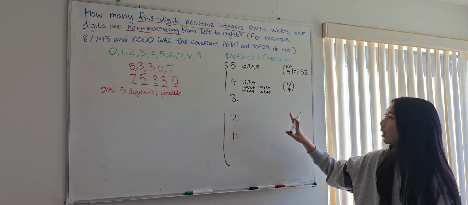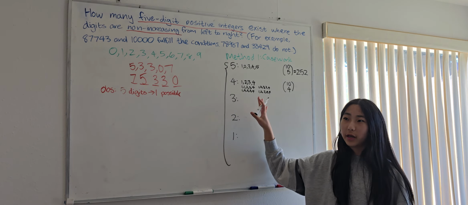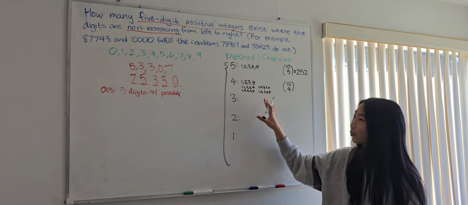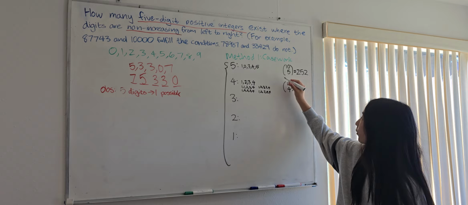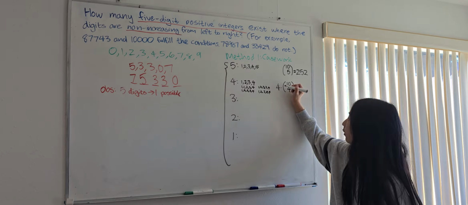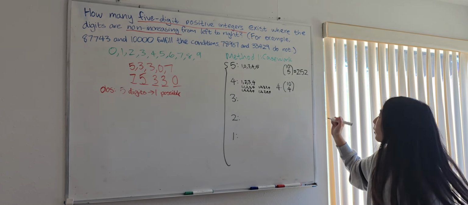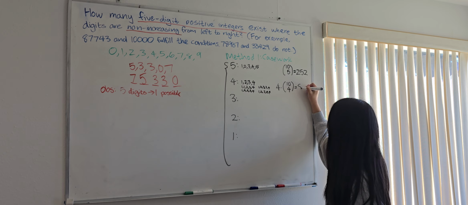This means that for any 4 digits that we choose, we can actually create 4 different sets from it. So we would have to multiply our 10 choose 4 by a 4. And this ends up multiplying to 840.